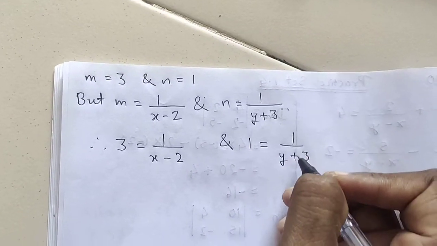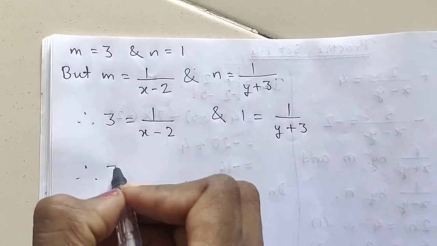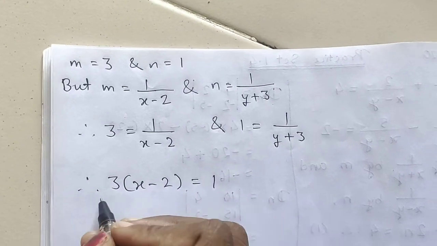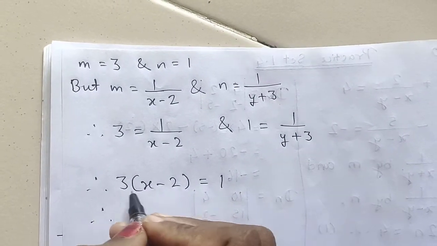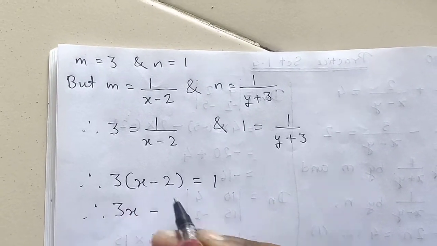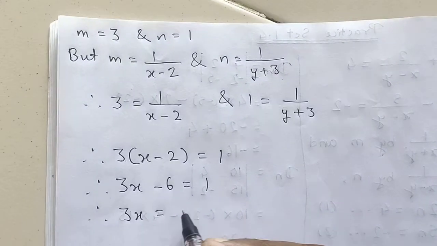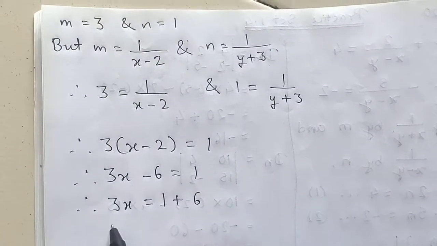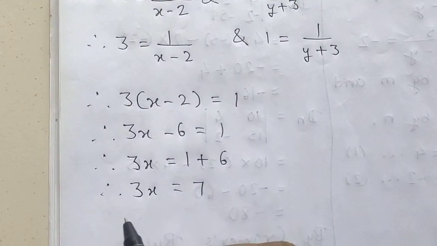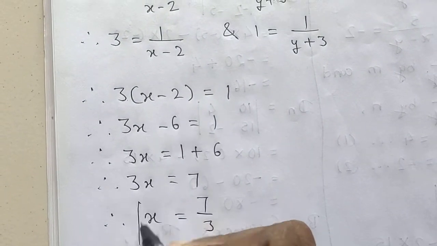Now let us do the cross multiplication to get the answer. So in this case 3 into x minus 2 equals 1. Then you can multiply 3 with this bracket. So this becomes 3x minus 3 twos are 6. Now transfer this 6 to the right hand side. So this becomes 1 plus 6, and 1 plus 6 gives you 7. So finally you can have the value of x as 7 upon 3.